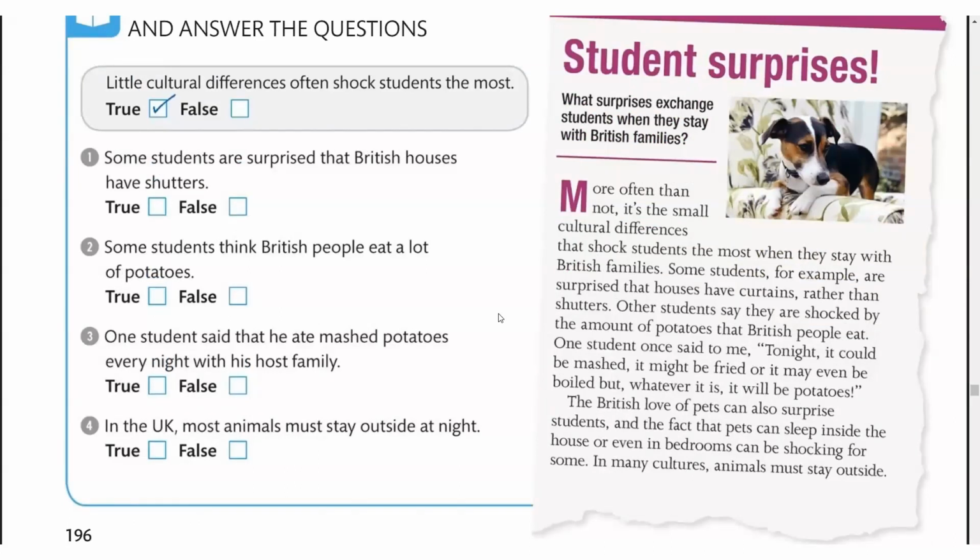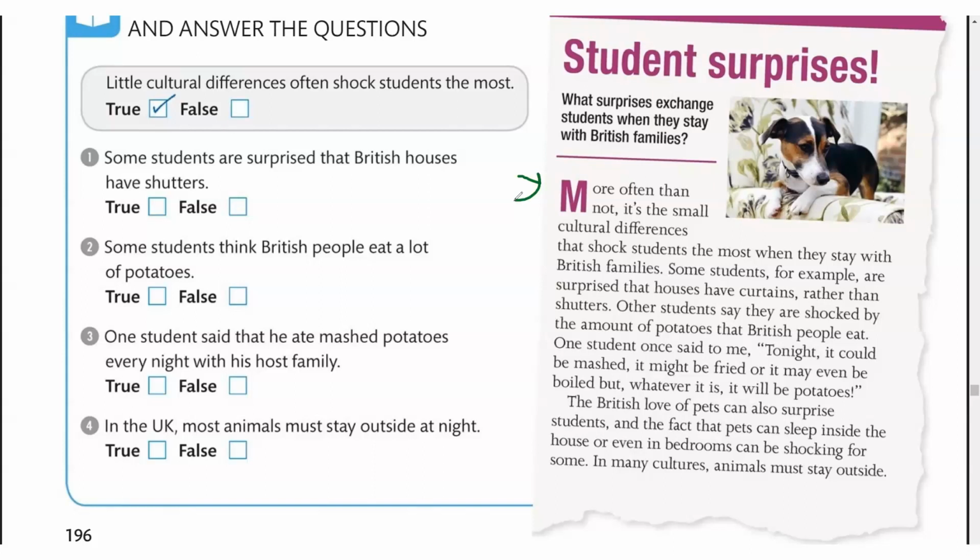So I'm going to start reading. Okay, here we go. Please listen carefully. More often than not, it's the small cultural differences that shock students the most when they stay with British families. Some students, for example, are surprised that houses have curtains rather than shutters. Other students say they are shocked by the amount of potatoes that British people eat. One student once said to me, "Tonight it could be mashed, it might be fried, or it may even be boiled, but whatever it is, it will be potatoes."